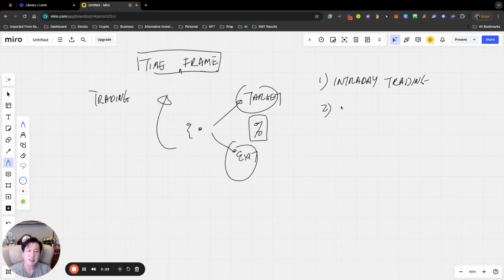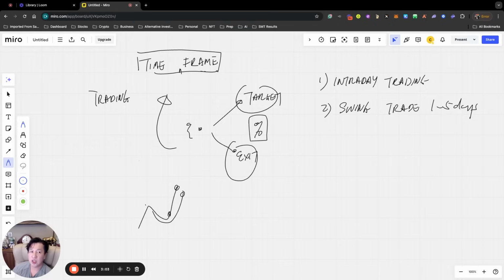Second one, after intraday trading, is swing trade. In general, swing trade is about 1 to 5 days. You enter and then exit between 1 to 5 days. It's not necessarily Monday to Friday; it can be entering on Wednesday and exiting next Wednesday. Say you look at the chart and want to do a swing: the price is over here, and the target price is over here within a few days. That is what we call a swing trade.